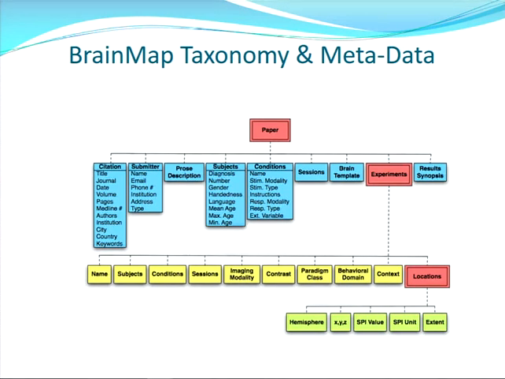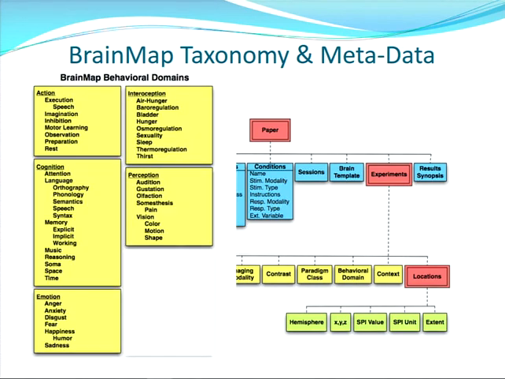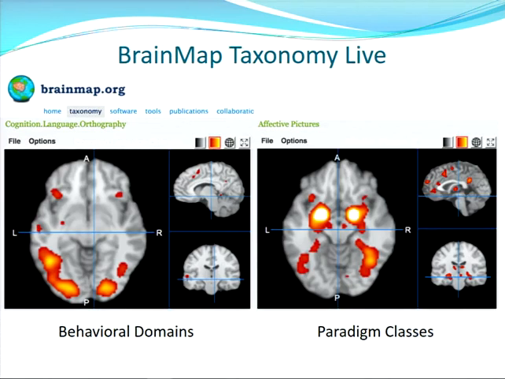This is just a description of the BrainMap database structure a little bit. I want to move to this one showing just under the behavioral domain all the kinds of things that got coded in here. And then here's a search that you could do. This search was done with cognition, language, orthography, and it created an ALE and overlaid it onto an anatomical image. So you can do this using the BrainMap database structure. So this is a search based on behavioral domains. You can also do searches based upon paradigm class or experimental designs.